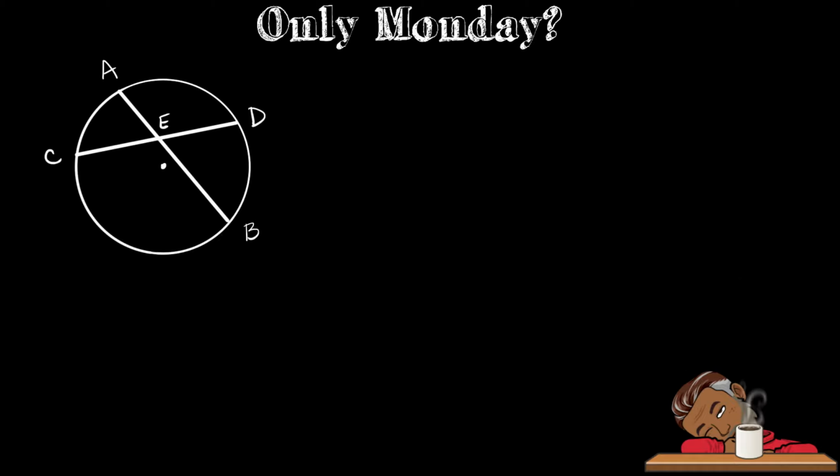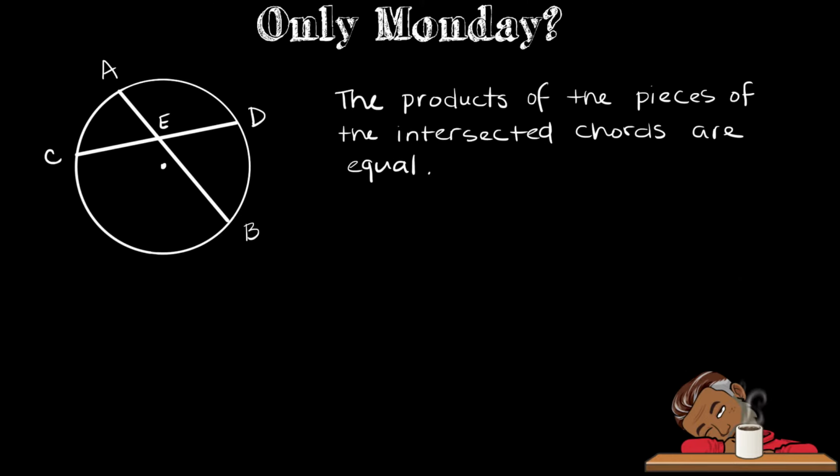So, in this picture, we have two chords that are intersecting each other at point E. Now, when they intersect each other, you'll notice that the chords break each other up into four pieces. And this leads to our first property. The property essentially says that if you were to take chord AB and multiply the pieces of that chord, it should equal the multiplication of the pieces of chord CD. The products of the pieces of the intersected chords are going to be equal.